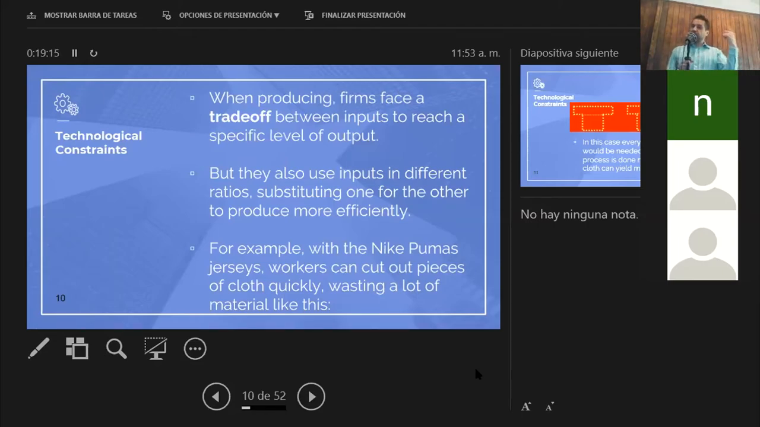Maybe I can still hit the target, but maybe the quality will be cheaper, o bueno, más chafa. Or maybe it will be more expensive to produce. O inclusive a lo mejor no voy a poder llegar a ese nivel de output. So there's always a trade-off. When I substitute inputs, algo va a cambiar del producto. All those different combinations are the way people produce.